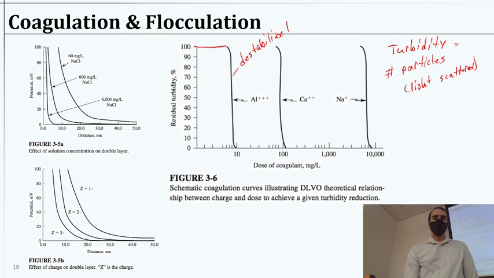So one thing to note here is we're adding aluminum and it destabilizes particles quite well with just 10 milligrams per liter of the aluminum. We can keep going with calcium. So calcium, if we take it, nothing's happening. Suddenly they get destabilized around 100 milligrams per liter. Likewise, we could destabilize particles with sodium, but it's all the way up at 10,000 milligrams per liter.